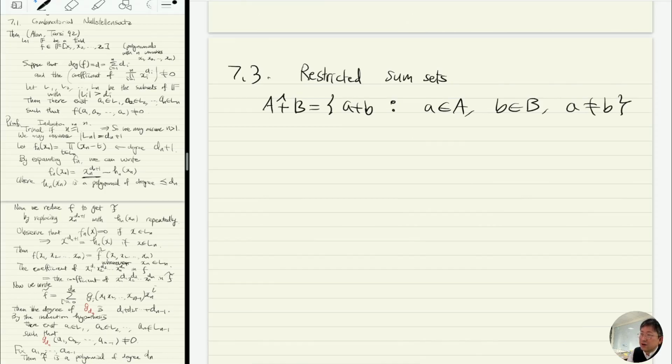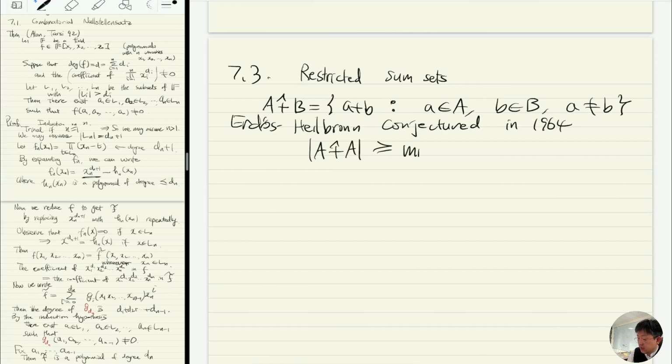All right. Now, Erdős and Heilbronn conjectured in 1964 that the size of A hat-plus A is at least the minimum of p and twice the size of A minus 3, for A a subset of Z_p. And this has been open for many years.